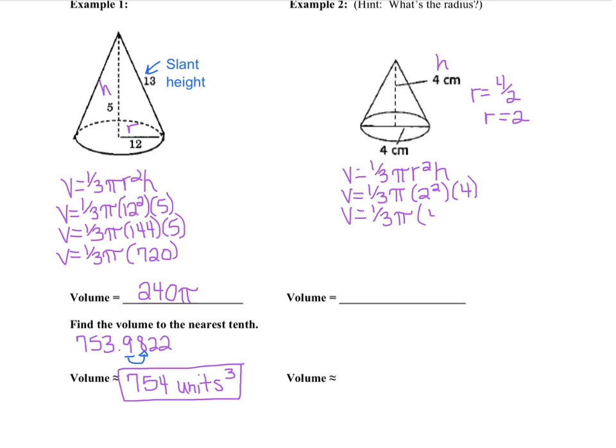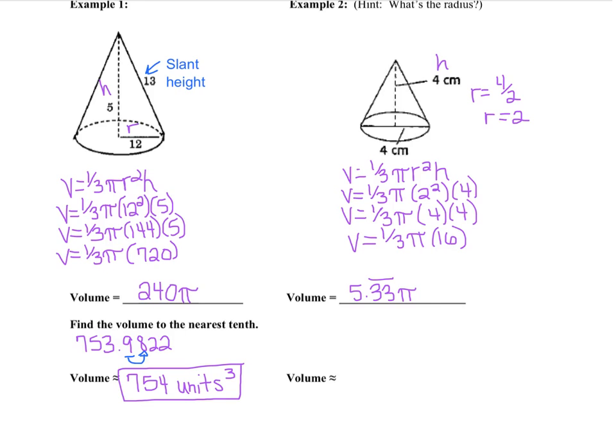2 squared is 4, and times that by 4. My next step I like to do is multiply my numbers. So volume equals 1/3 pi times 16. And my next step is I want to multiply my fraction 1/3 by 16, and I'll get 5.33 repeating pi. Okay, that's what I would do if I want to leave it in terms of pi.